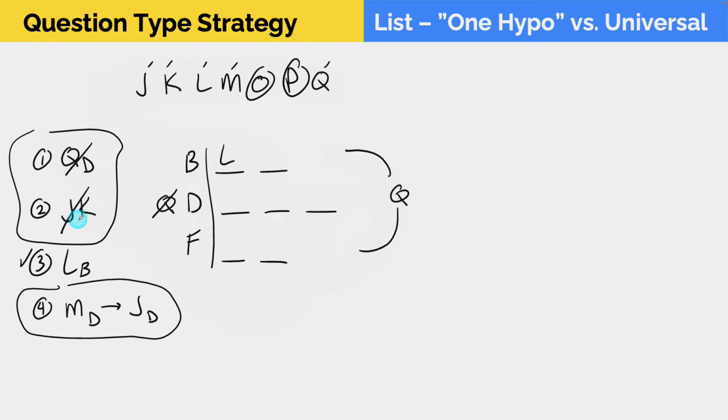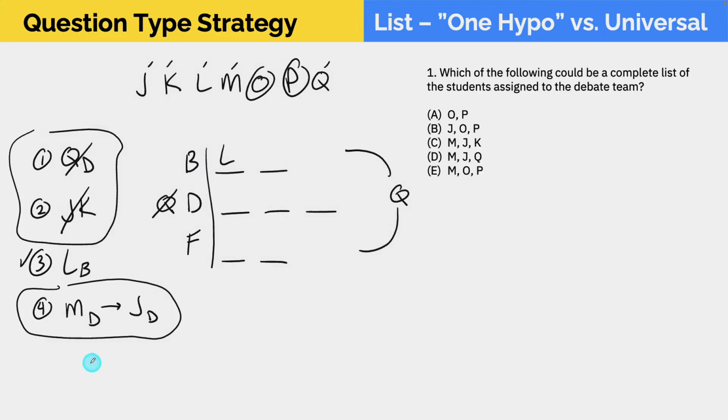We're told that J and K cannot be assigned to the same team. We're told that L must be assigned to the basketball team, so I've drawn that in. And then finally, we're told that if M is assigned to the debate team, then J also has to be assigned to the debate team. Now we get question number 1.